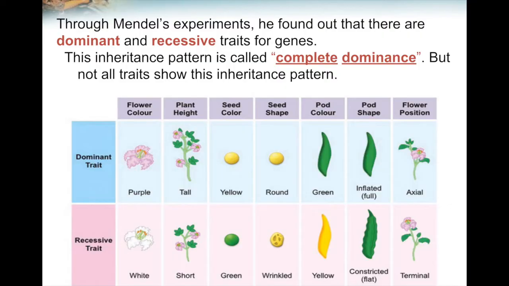Now specifically, we call this type of pattern complete dominance. When we see complete dominance, we see that one trait is totally dominant over the other trait. So for instance, plant height. There's 2 different versions and one trait is totally dominant over the other. Tall is dominant over short.